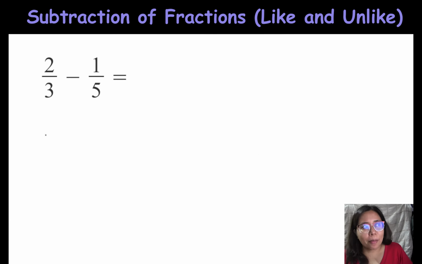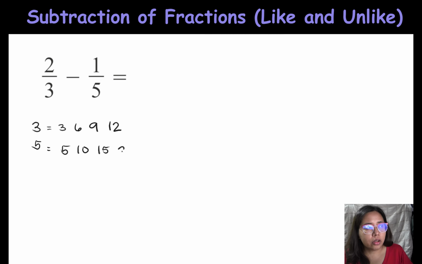Okay, so next example, we have 2/3 minus 1/5. Okay, so again, this is unlike fraction. So, ko-convert muna natin sila to like fractions by getting the least common denominator. So, ilista natin yung multiples ng ating denominator. So, first denominator is 3. So, we have 3, 6, 9, 12. Okay, and then our next denominator is 5. So, lista natin yung kanyang multiple. So, we have 5, 10, 15, 20.